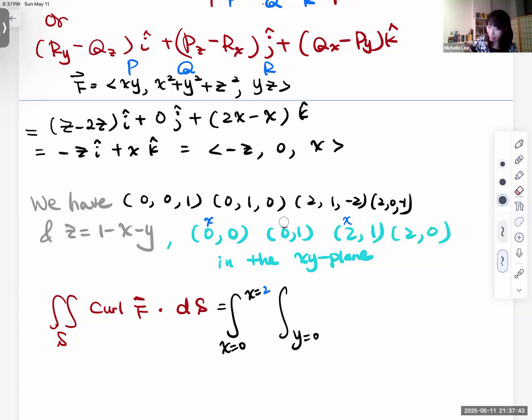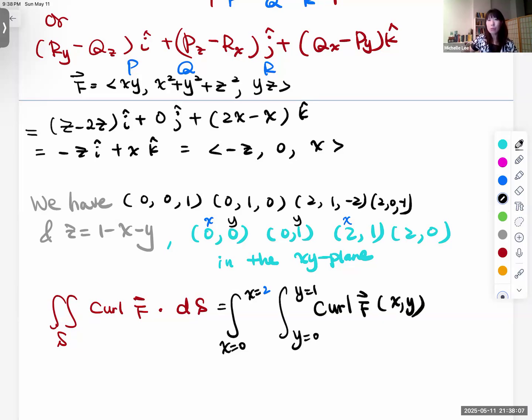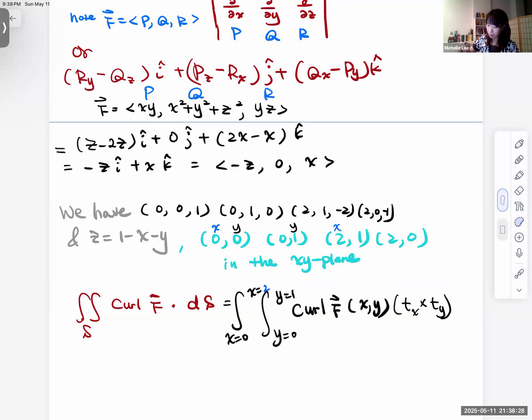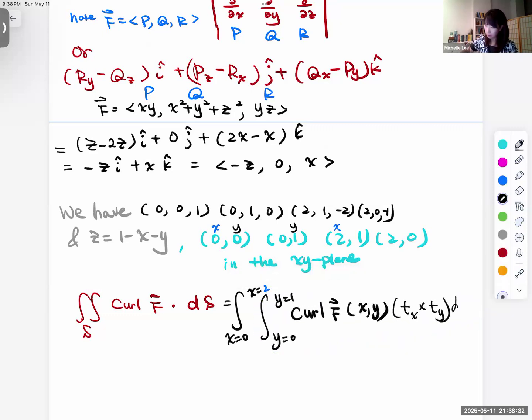Sorry, crazy. Forgive me. So y equal to 0, 2. So upper bound is 1. Right? Okay, so we have a curl of vector field F, and then we make a parameterization xy, right? And then we have to have a cross product of tangent vector respect to x and y, right? So we had that. Tangent vector respect to x, cross product of tangent vector respect to y. And then dy, dx. Sorry about that, dy, dx.